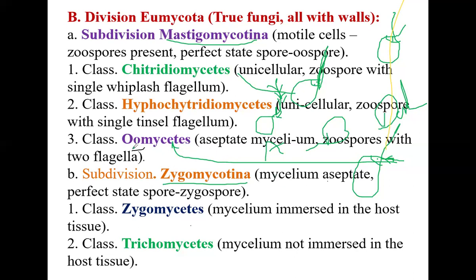So you should respond. If the two flagella are present, that is grouped in the Oomycetes class. Which class? Oomycetes. Only one flagellum, that is tinsel type, grouped as Hyphochytridiomycetes. One flagellum whiplash type, that means Chytridiomycetes. You know, acronematic and pleuronematic.